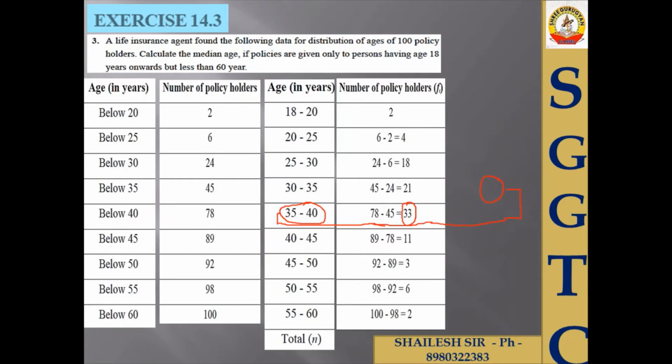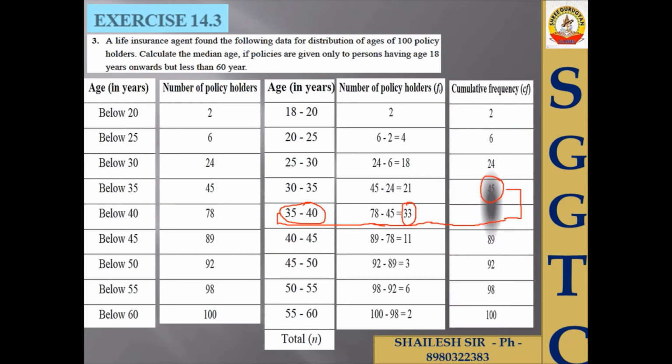Now for cumulative frequency, the next is 6 minus 2, 4. Why is it subtracted? Because the below-age cumulative counts are already given, students. That's why I subtracted to get the number of policy holders. Same, 24 minus 6, 45 minus 24, similarly 78 minus 45, going ahead, and after that I create the cumulative frequency. Students, the cumulative frequency and the one given in the question are the same, because the cumulative frequency is already given in the question, but here I create it again for your basic understanding.